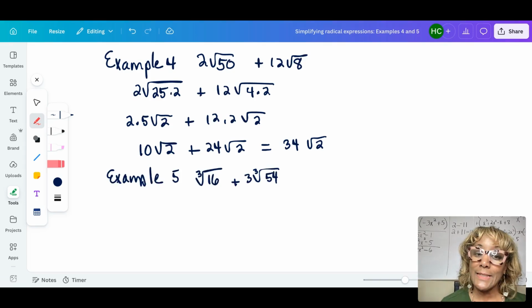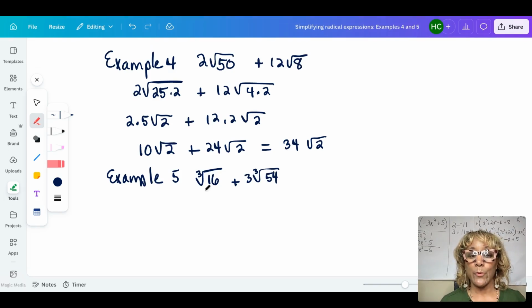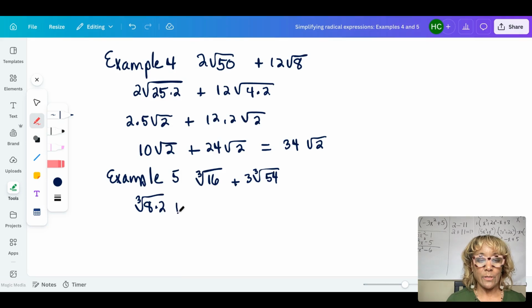All right, let's look at example 5. This time I have the cube root of 16 plus 3 times the cube root of 54. So always think of what number that's a factor of 16 that might have a cube root. Remember, a cube root means it has the same number being multiplied 3 times. Well, we're going to figure that out, and we know that it's got to be 8. So I'm going to break 16 down into 8 times 2.